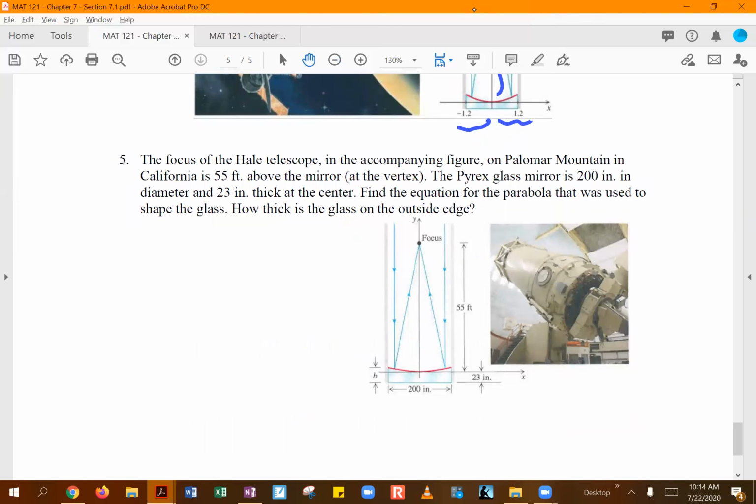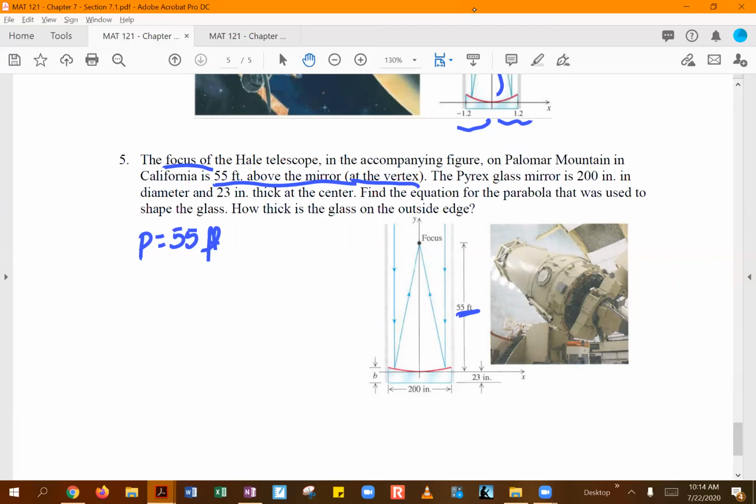So we're looking at an example here for the Hale telescope, which is on the Palomar Mountains in California. They're telling us the focus for this Hale telescope is at 55 feet above the mirror, which is at the vertex. So that's telling you what the distance between the focus and the vertex is going to be, which is 55 feet. And you can see that right over here.